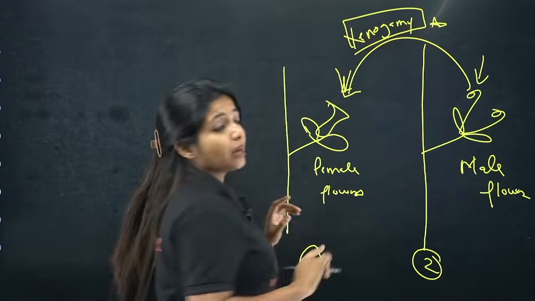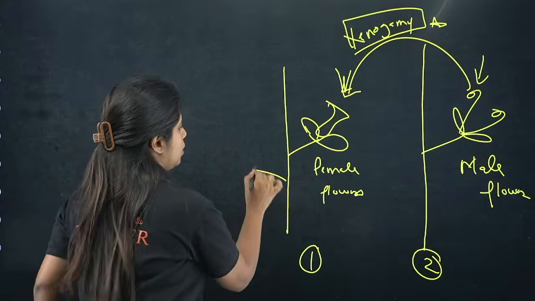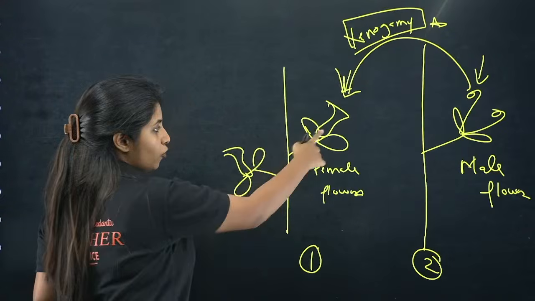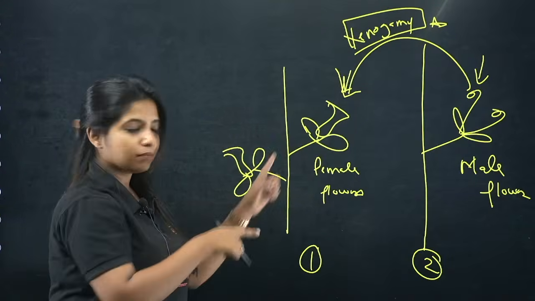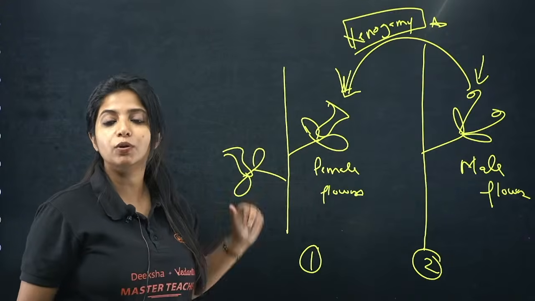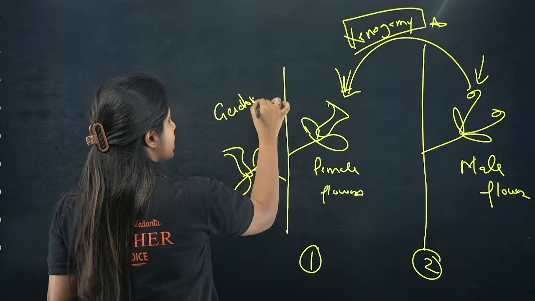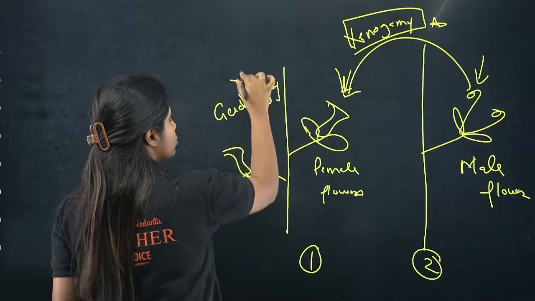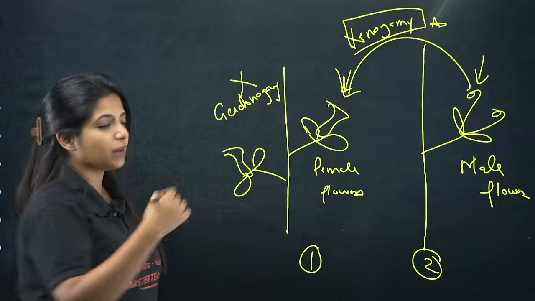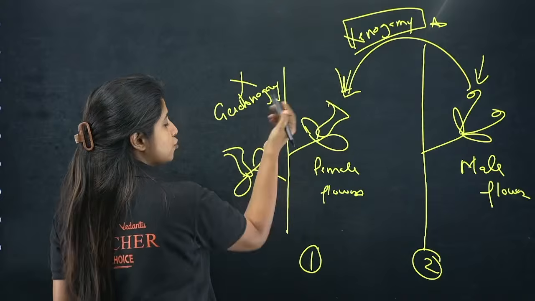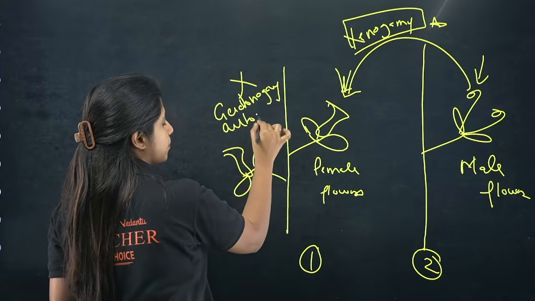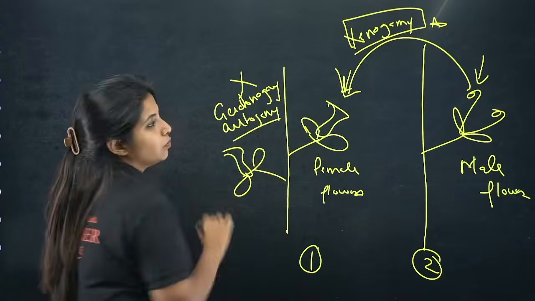Do you think geitonogamy can happen? Geitonogamy means two flowers of the same plant. But here both of them are female. How do you think geitonogamy will happen? So I will say geitonogamy is not taking place. What about autogamy? Autogamy anyway cannot happen. From here to here it has to happen, but there is no such thing. So autogamy is also not happening over here.